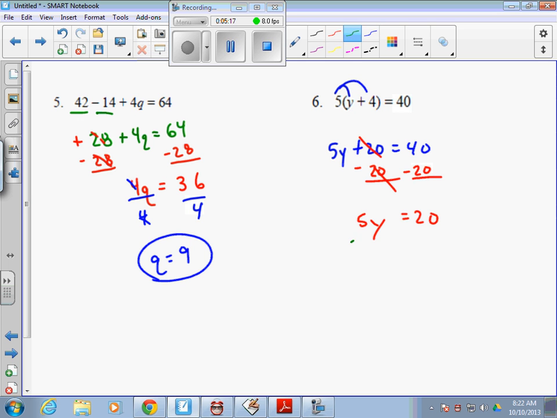Get rid of 5 times something by dividing by 5. Do the same to the right. Y equals 4.